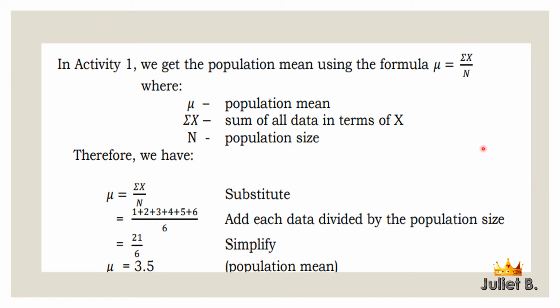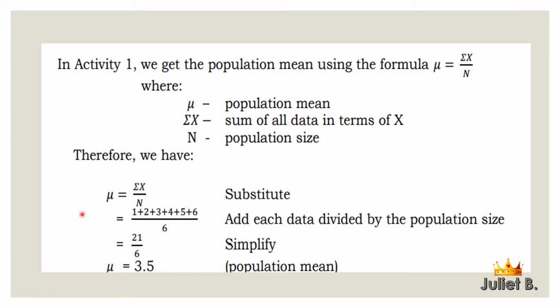In our Activity 1, the first question is to find the population mean. We get the population mean using the formula: population mean is equal to the summation of x divided by the population size. The symbols are the following. When we have the mu, this means that it is a population mean. This one is read as summation of x, meaning sum of all data in terms of x, and the capital letter N is the population size.